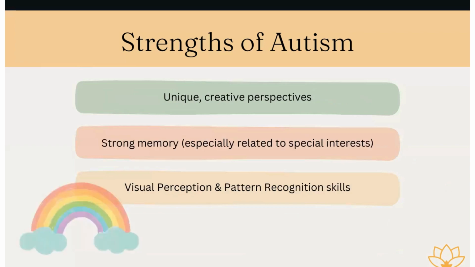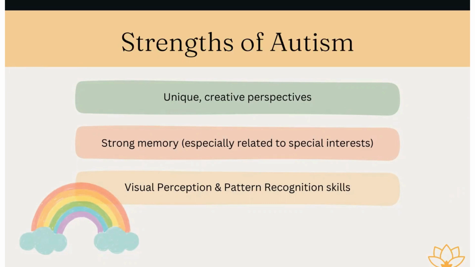So they tend to be very unique and creative in their perspectives of things because they tend to look at things a little differently than a neurotypical person would. They have a strong memory, especially related to special interests. So they tend to have a lot of deep knowledge about special subjects, but in general, they tend to have a good sense of memory because they are perceiving their sensory environment in a different way than a neurotypical person would.